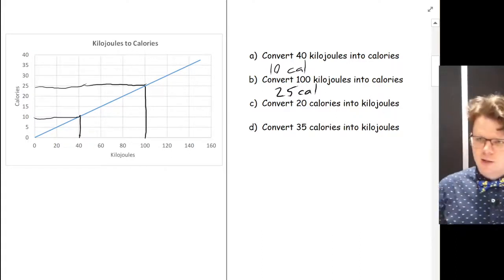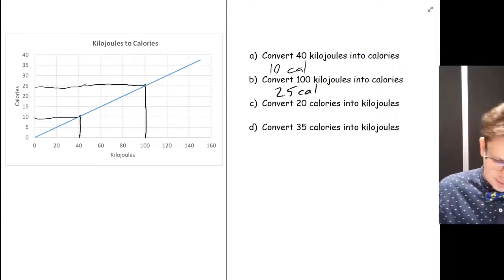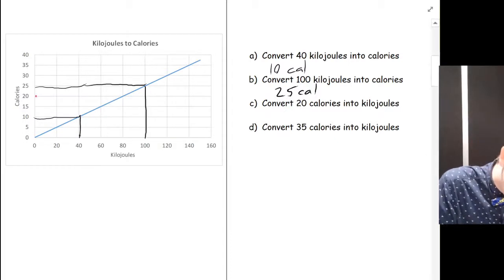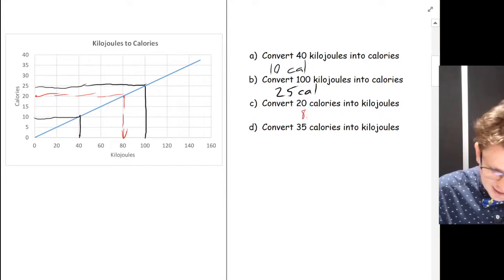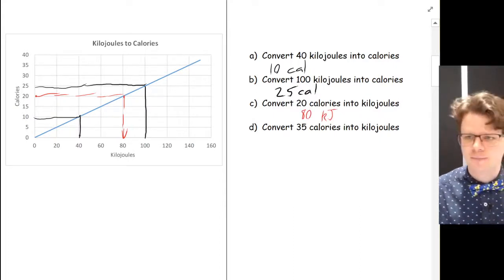Let's try the next one. So 20 calories into kilojoules. So we're starting here at the calories. We're going across, across, across, across, across. Hit the line here. And you should be able to see that that's going to be 80 kilojoules. So I'm just going to write that kJ.